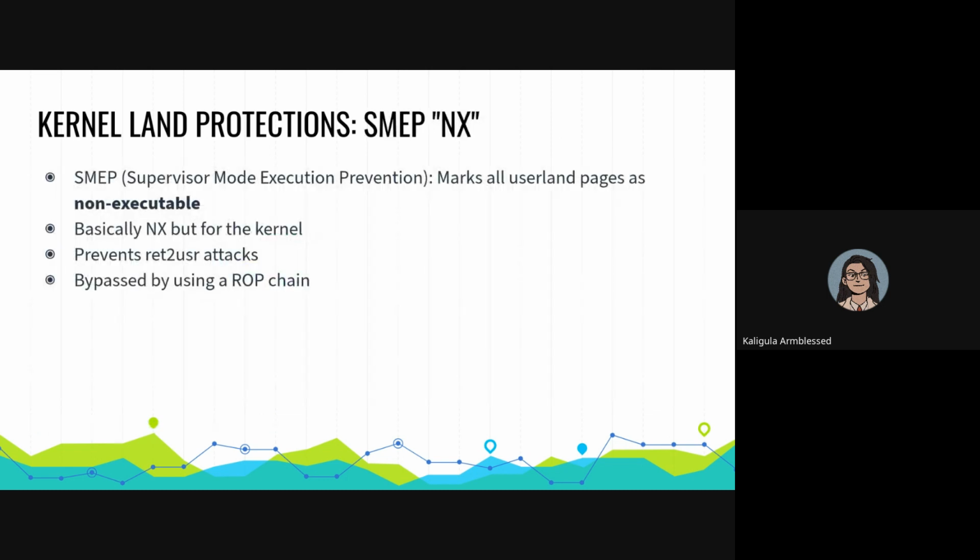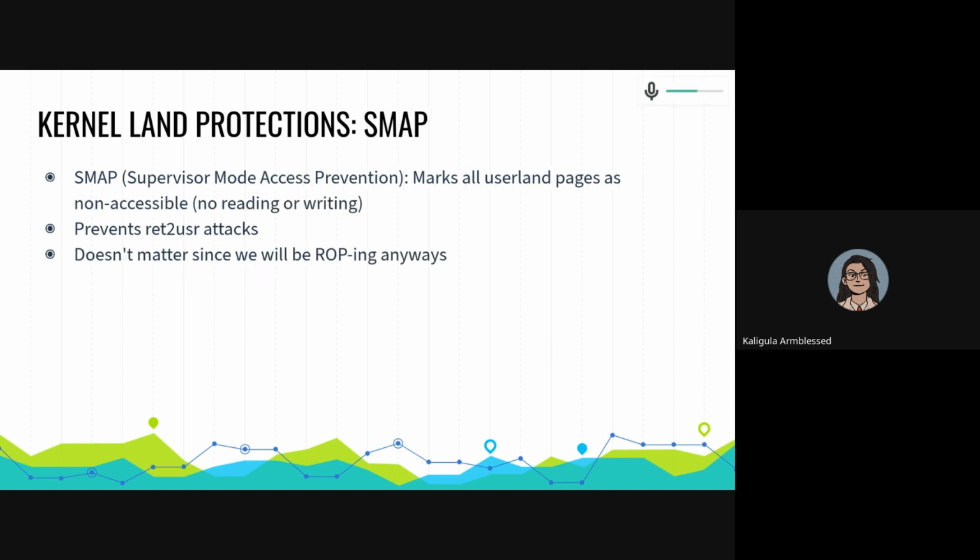So we also have SMEP, and SMEP is basically like NX for the kernel. And this marks all userland pages as not executable. The purpose of this is basically to prevent ret2user attacks, but this can be bypassed with a ROP chain, so this is not very annoying. Similarly, we have SMAP, which marks all userland pages as not accessible. So this also prevents ret2user attacks, but we don't really care because we are going to use ROP anyway.